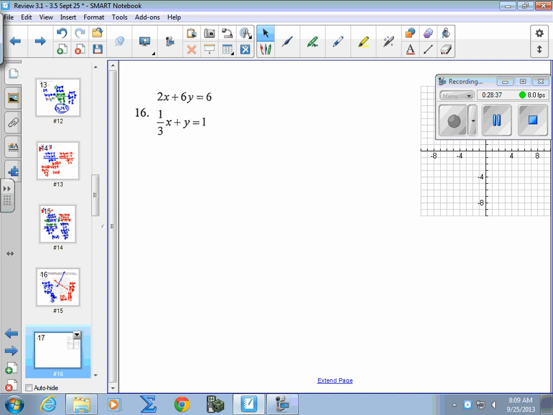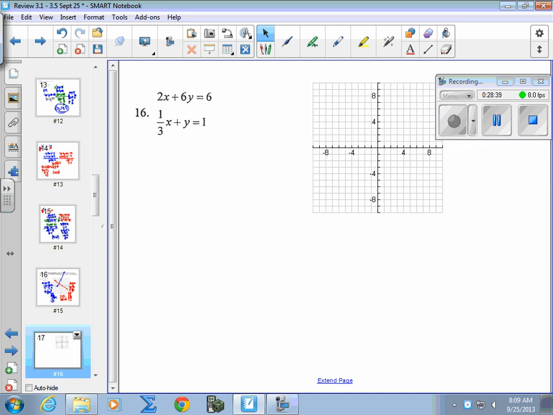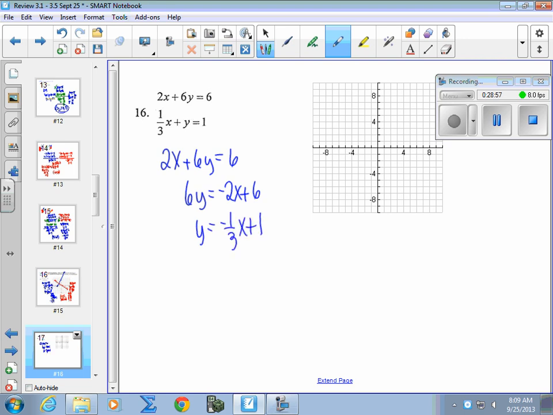All right, on to number 16. It's going to be the same thing here. So to start with the first equation, 2x plus 6y is equal to 6. So I have 6y is equal to negative 2x plus 6. So y is equal to negative 1/3 x plus 1. You'll notice here that these equations are the same. We have negative 1/3 x plus 1. So we know that there's an infinite number of points on the line. We only have to graph one of the lines since they are the same.